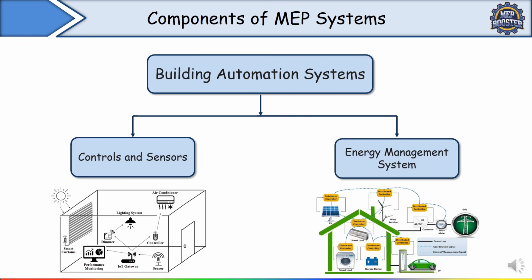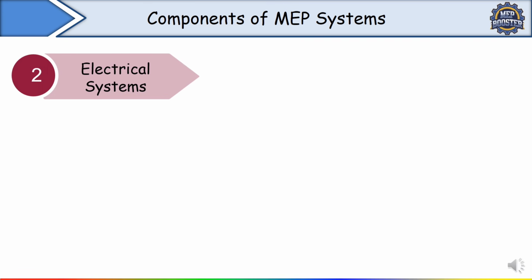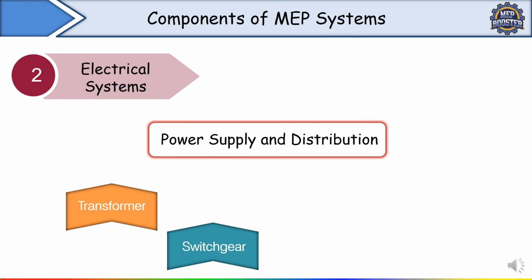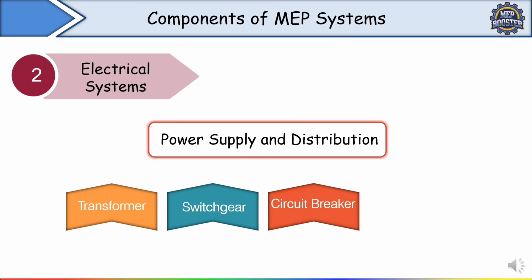So that is building automation system. Now the next component of MEP system is electrical system. Okay, now we have to see the components of electrical system. Already we have seen the components of mechanical system. Now in an MEP system, the electrical components typically include power distribution system. So this includes transformers, switchgears, okay, circuit breakers, distribution panels that distribute electrical power throughout the buildings.